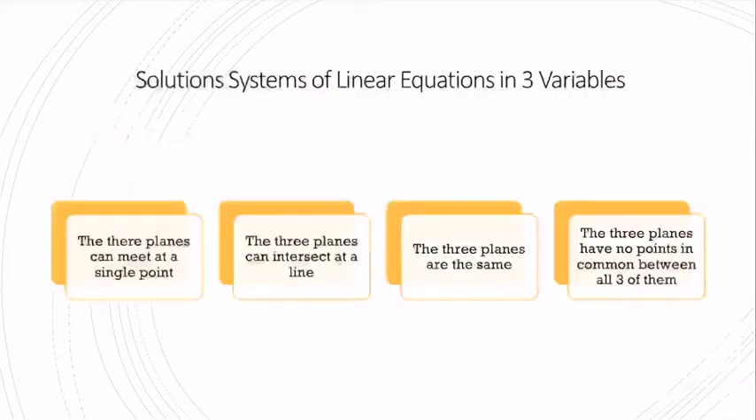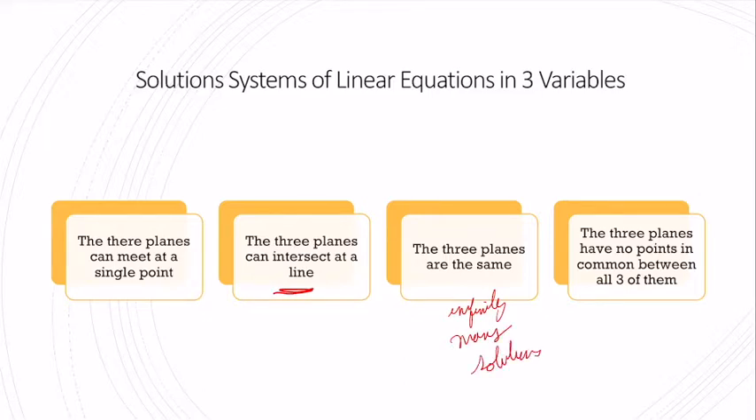When I'm working with linear equations in three variables, the system is going to give me three equations. And there are four different types of solutions that I can have. The first is that the three planes represented by each of the equations meet at a single point. They can intersect at a line. The three planes are the same, so then we have infinitely many solutions. Or the three planes have no points in common between all three of them, and that would be no solutions.